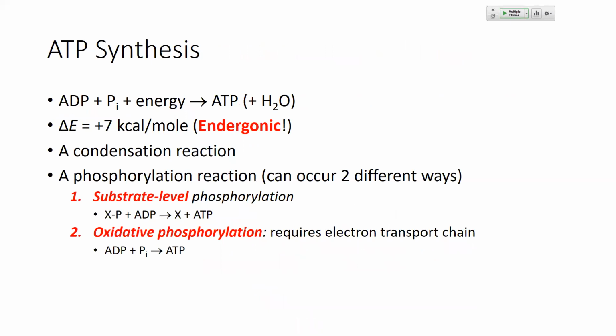So let's talk about ATP synthesis. In order to make ATP, we're going to use ADP, which is adenosine diphosphate, and we're going to add a 3rd phosphate on, and that 3rd phosphate, as we just mentioned, has lots of energy stored in it. Okay? And this is going to make ATP, and we're also going to release water.